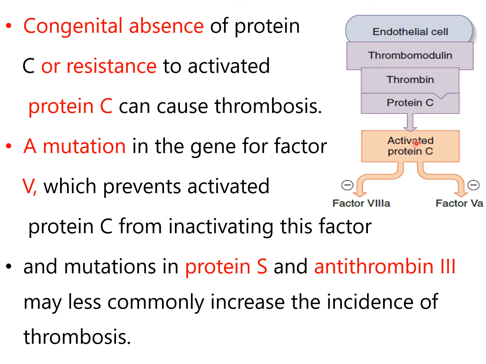If the activated protein C, which has to act on factor 5 and factor 8, if the factor 5 is genetically mutated, then activated protein C will not be able to act on the factor 5, and this will be resistance to factor 5, resistance of the factor 5 to protein C. This can also cause thrombosis. Mutations in the protein S and antithrombin 3 may less commonly increase the incidence of thrombosis.